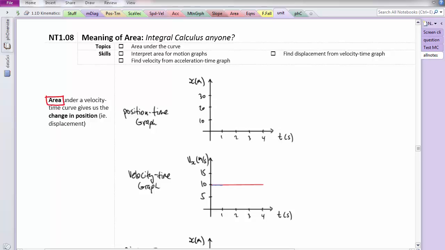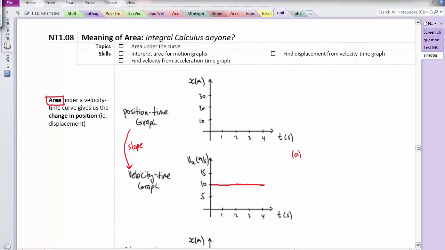We learned how, using the idea behind slope, you can go from a position-time graph to a velocity-time graph. So can we go from velocity-time to position-time? Well, let's have a look over here. The velocity-time graph here shows an object moving at a constant velocity of 10 meters per second for 4 seconds. So let's calculate the area for each second.